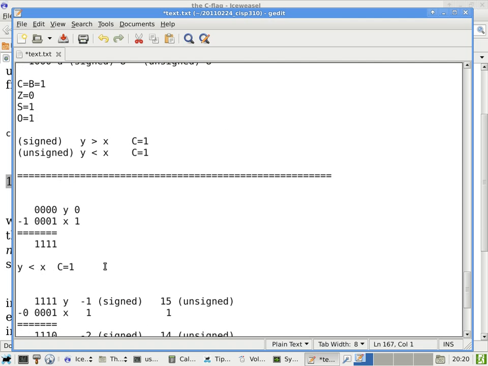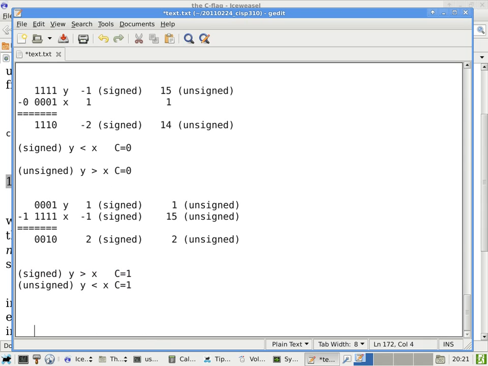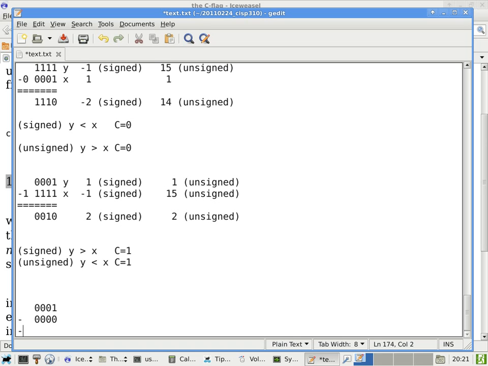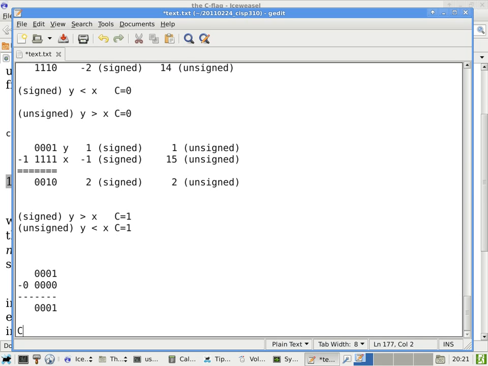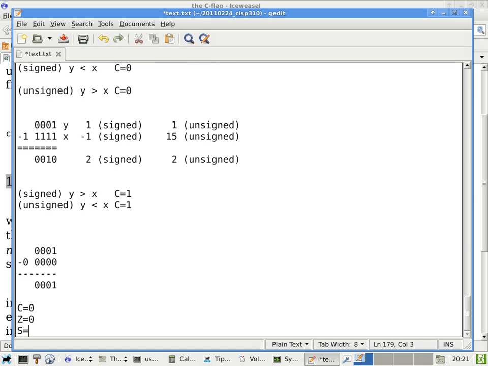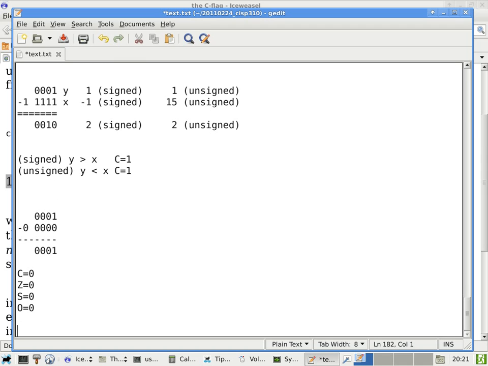I just don't have one normal subtraction here, but that's easy. I can generate one just like that. Okay, let's look at this one here. The result is, well, that's easy, right? So in this case, you tell me what are the flags. Start with the carry flag. 0. Okay. 0.